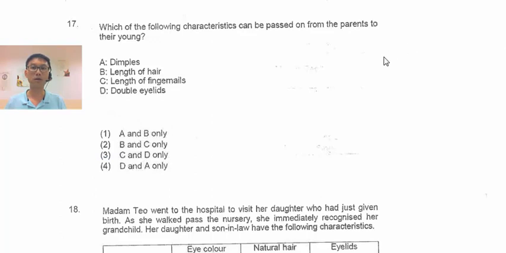Right, question 17 is similar to question 16. Which of the following characteristics can be passed on? So let's quickly go through this. Dimples, yes, dimples can be passed on. Length of hair, again, now length of hair, same like nails. You can cut your hair, you can let your hair grow. So obviously this is not. Length of fingernails, again, nope. And there's a spelling error here. Double eyelids, yes, you inherit that from your parents. So D and A only.